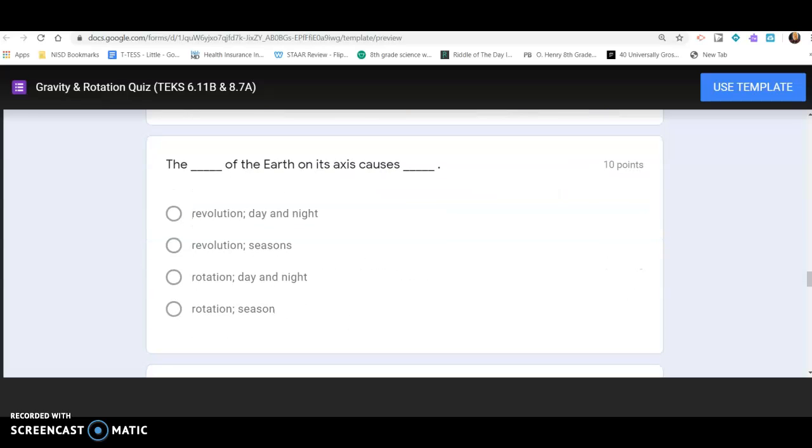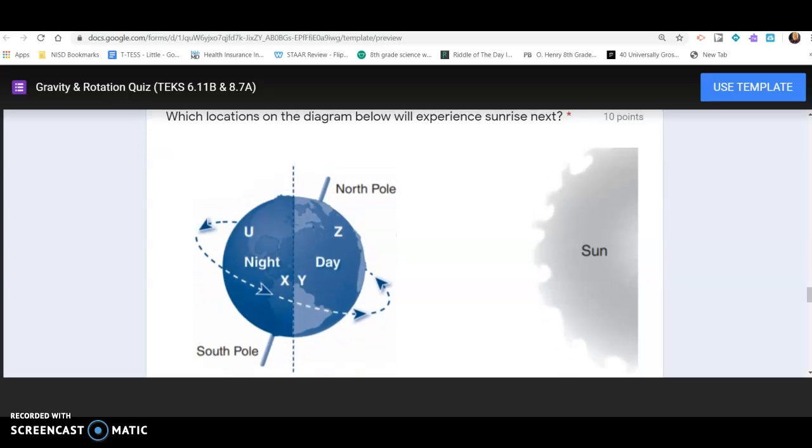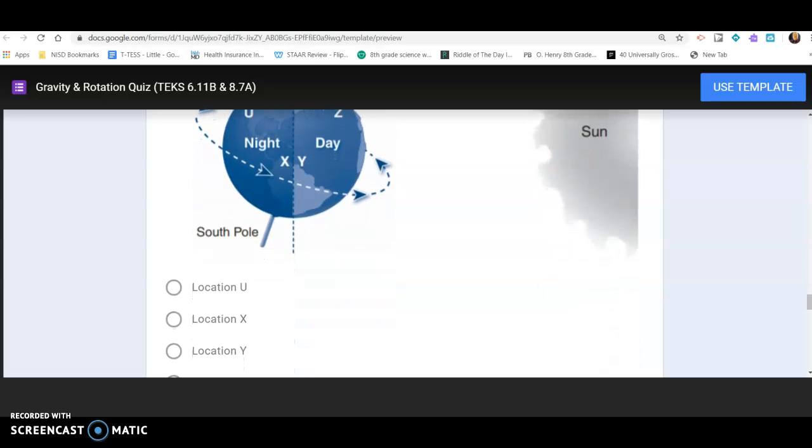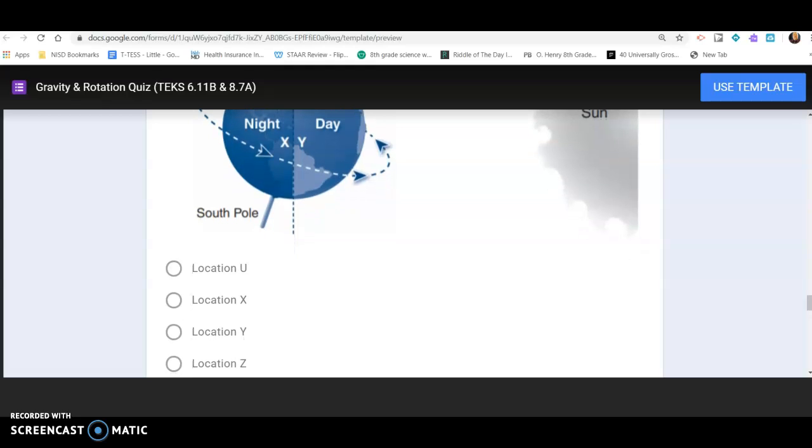Next question. The blank of the Earth on its axis causes blank. So again, another two-part question. Is it revolution, day and night? Revolution, seasons? Rotation, day and night? Or rotation, seasons? Next question. Which location on the diagram below will experience sunrise next? Will it be location U, location X, location Y, or location Z?